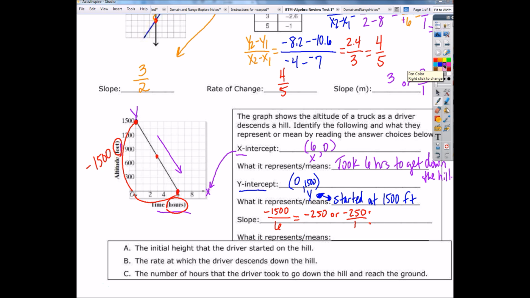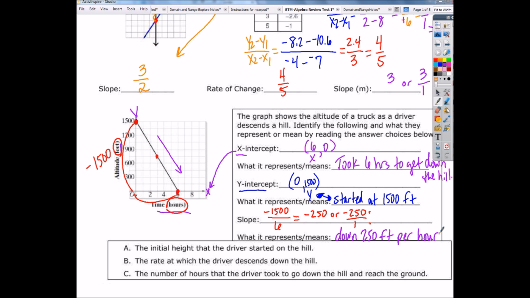And if I want to put that in words, since it's negative, we're going down 250 feet per hour. So my slope is down 250 feet per hour. Okay, so we're losing 250 feet in altitude per hour.